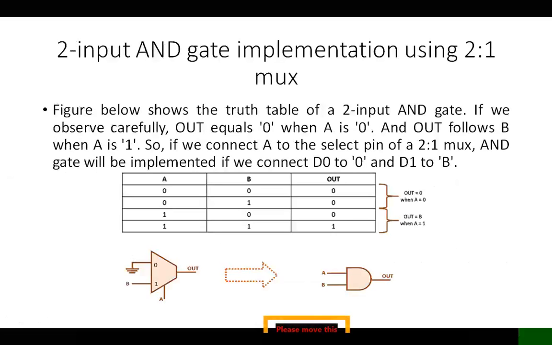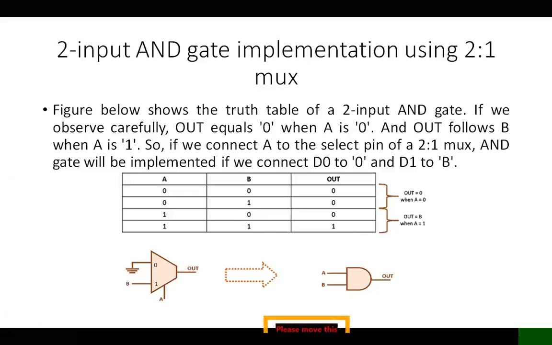So the first one we will be looking into is the AND gate. All of you see carefully. The first thing that you have to do is get your truth table: 0 0, 0 1, 1 0, 1 1. You all know the AND gate output, right? 0 0 gives 0, 0 1 also gives 0, 1 0 gives 0. Anything with 0 is 0. So the only high value is for 1 1.